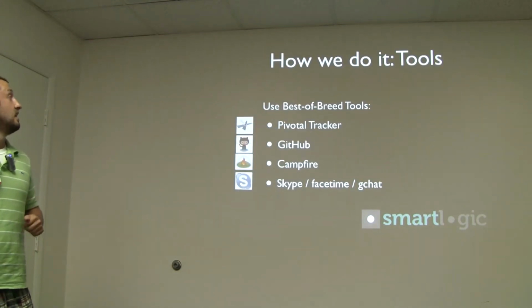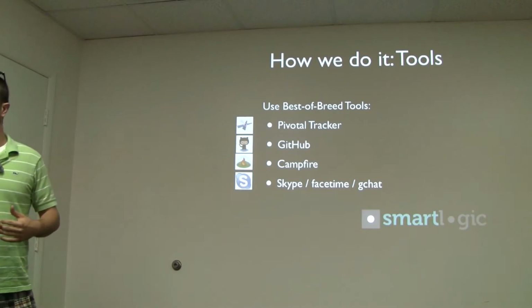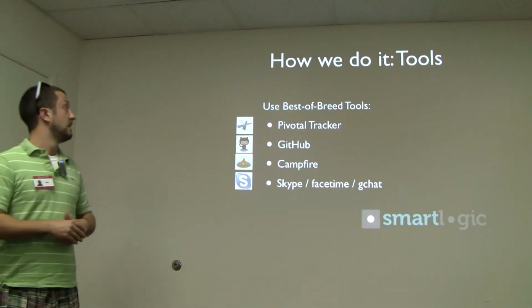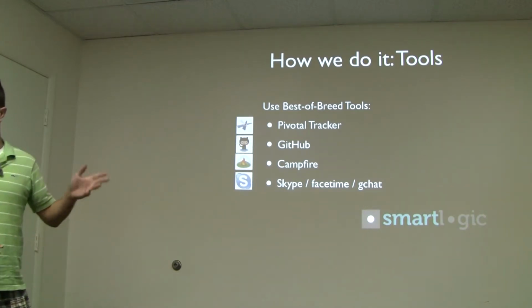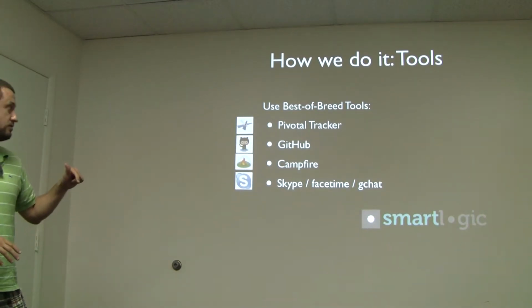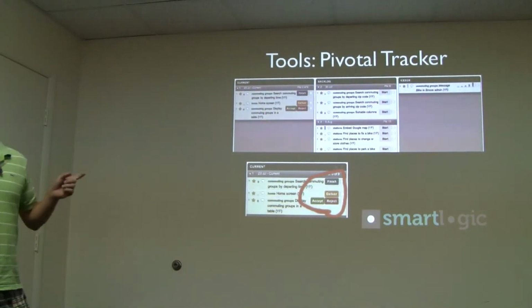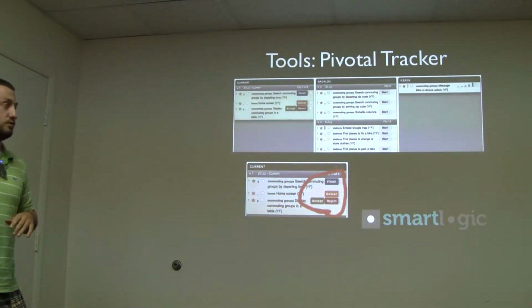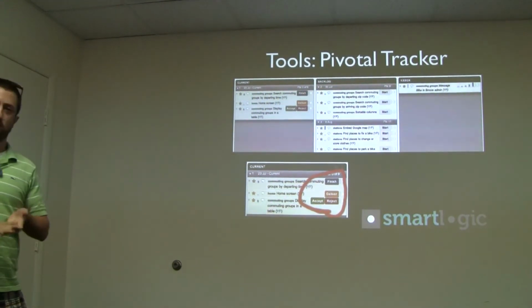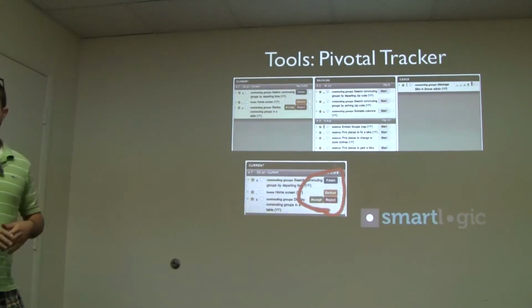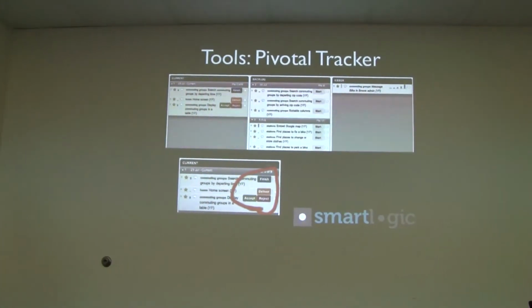Next. So how we do it, again, this is just from our experience, what we find to work. We use a couple of tools: Pivotal Tracker, GitHub, Campfire, and Skype, and we'll go into all these tools in a second. First of all, Pivotal Tracker is a web-based tool that helps you manage user stories. You can think of a user story as a requirement, a task, a ticket, some kind of feature that you want to add and build into your product.